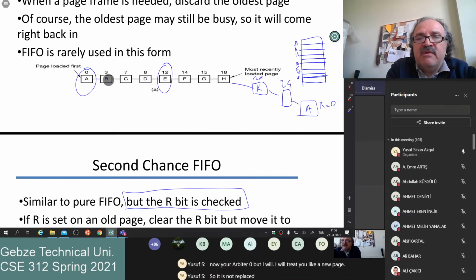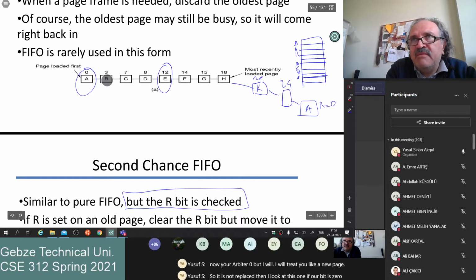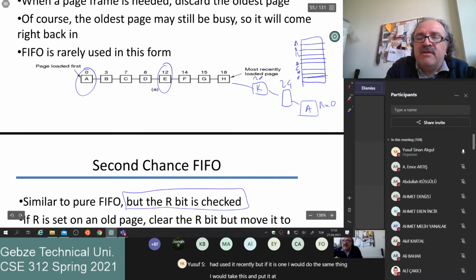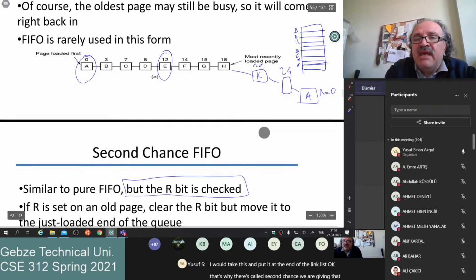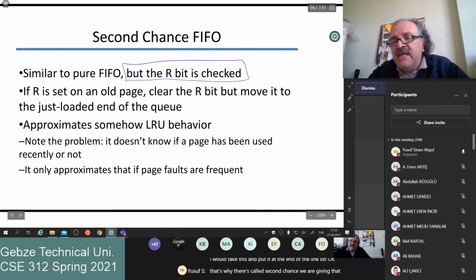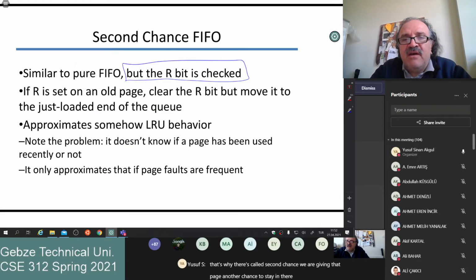Then I look at this one. If the R bit is zero, then I replace this one, because R bit zero means that nobody had used it recently. But if it is one, I would do the same thing. I would take this and put it at the end of the linked list. That's why this is called second chance. We are giving that page another chance to stay in memory if the R bit is one.